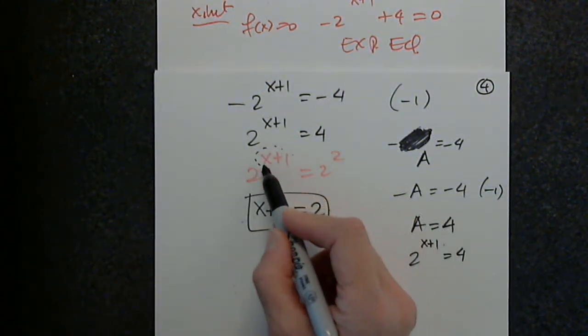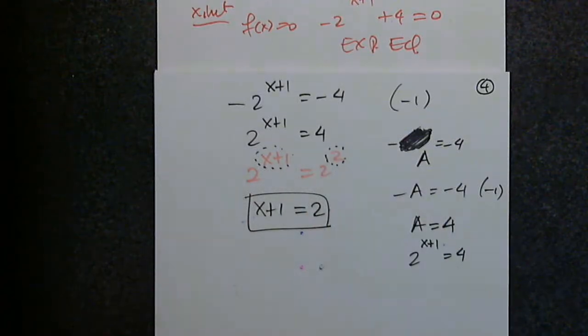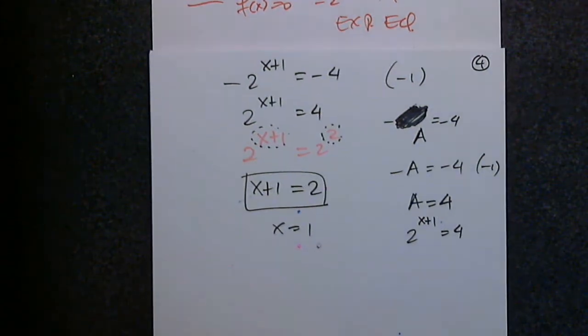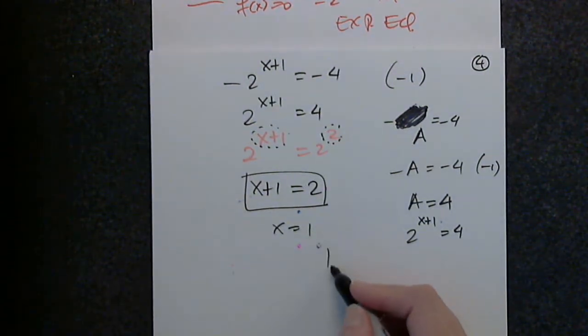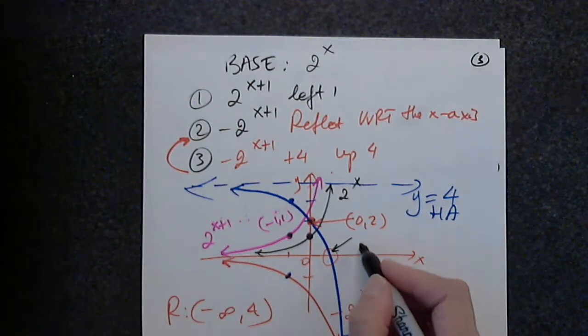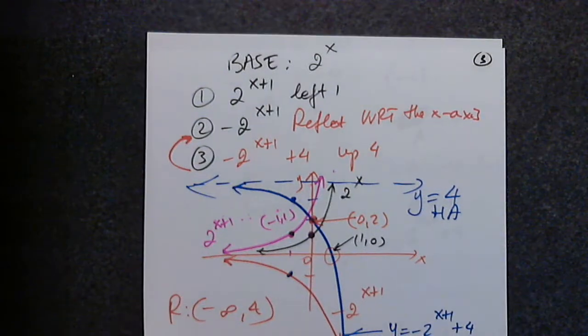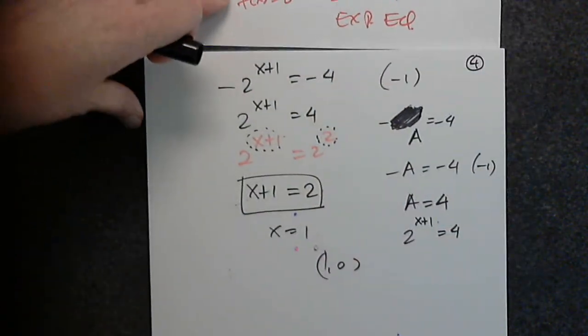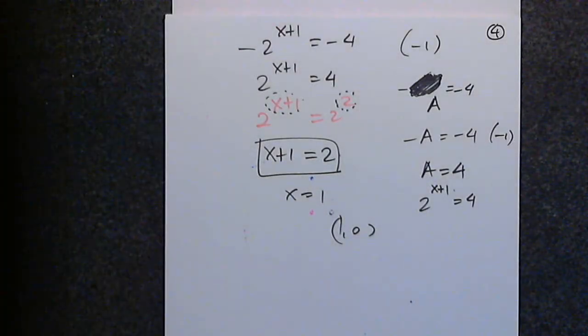If these two are not equal, then there is no solution. But they are equal because x is 1. So the x-intercept is (1, 0). So this is your first exponential equation.